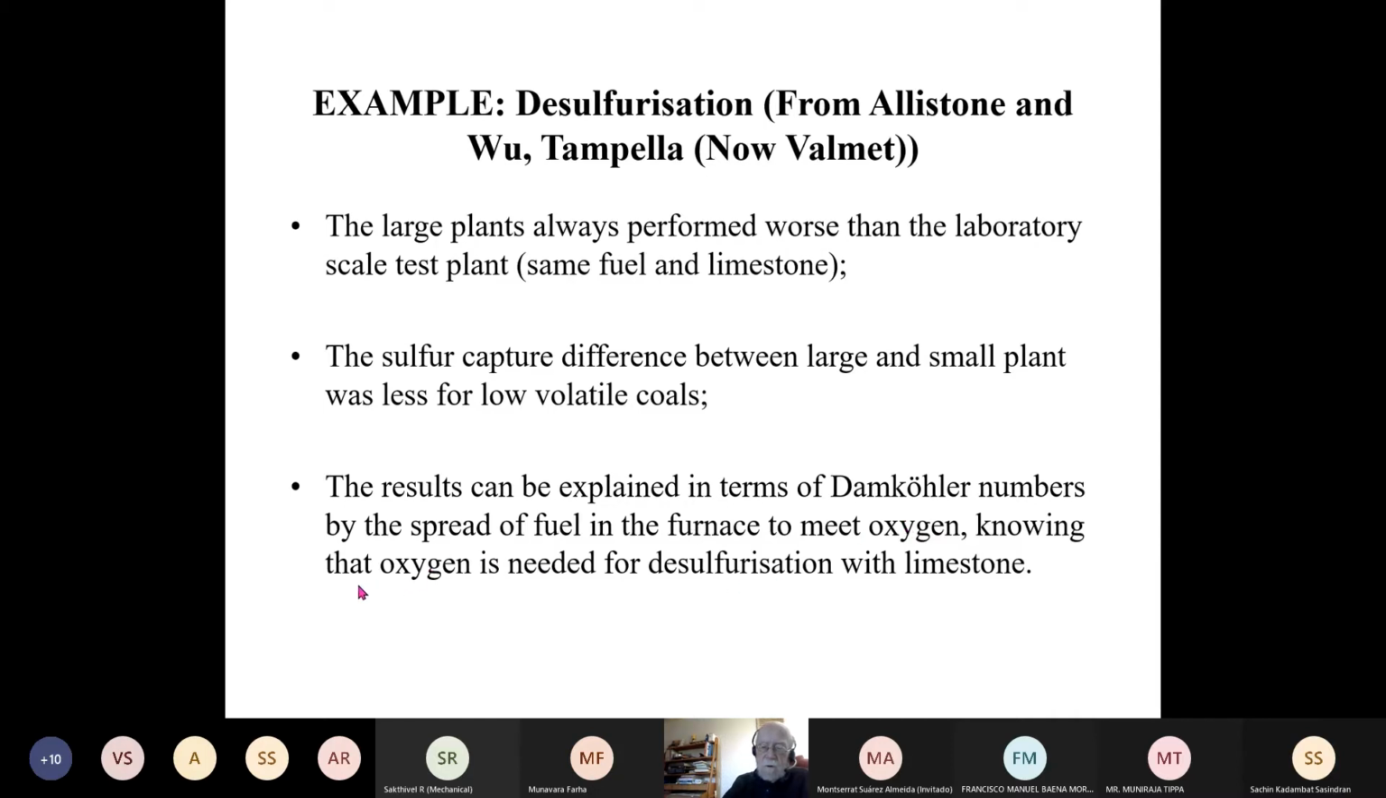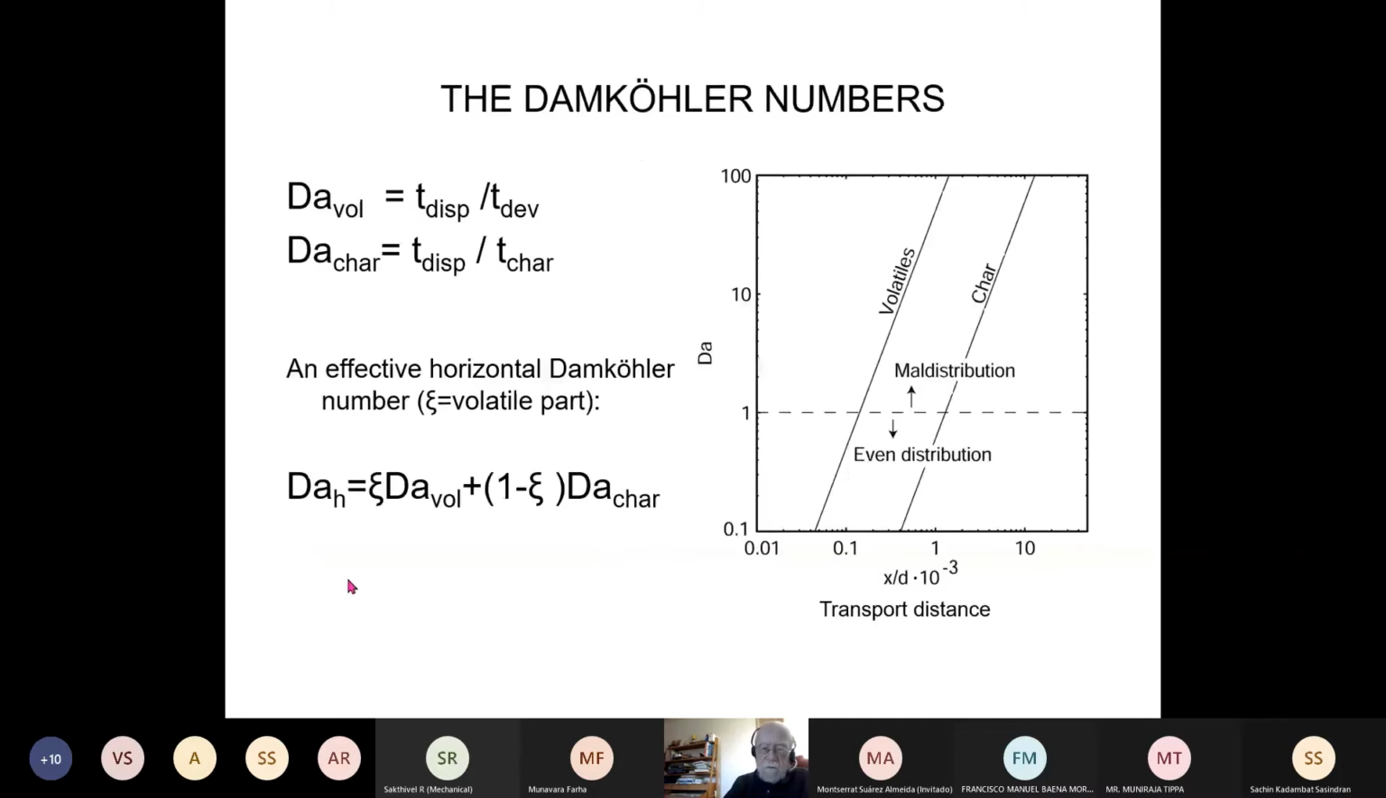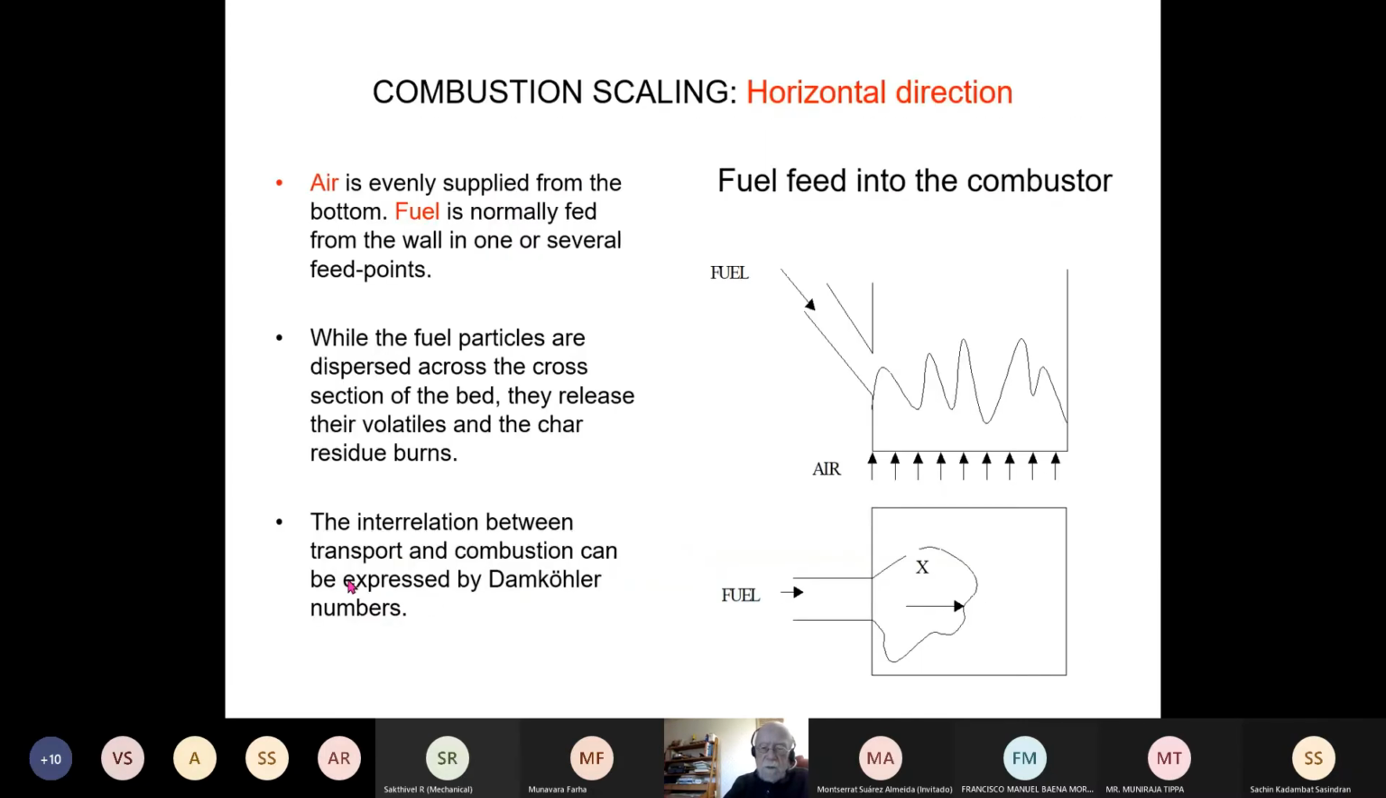But you also have to know what I have not told you so far. That is, the sulfation needs oxygen. So if you have an oxygen-starved situation, the sulfation will be very bad. It will not work, or it will even release some of the sulfur that is captured already. So if we have a situation like this, perhaps all the oxygen has been consumed here.